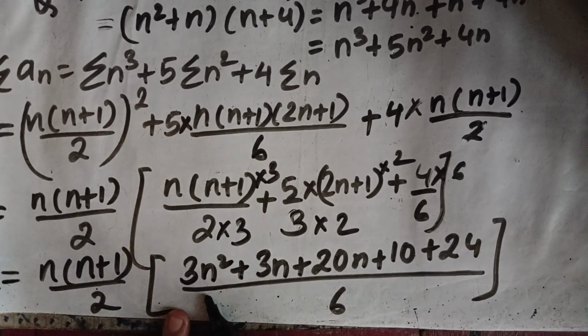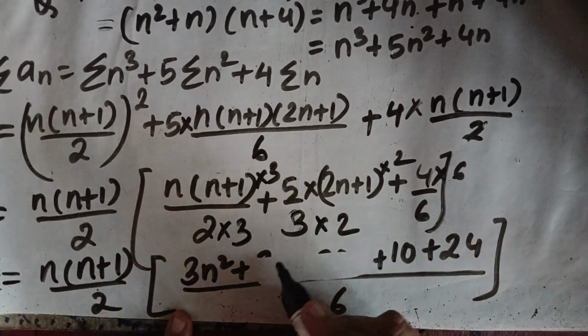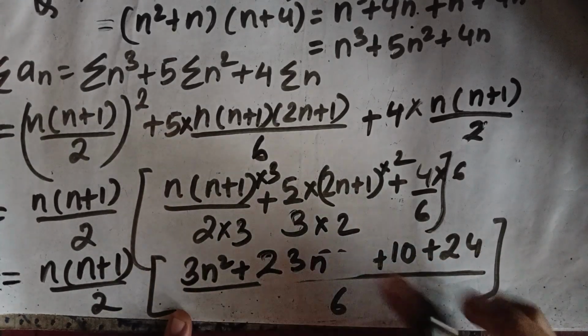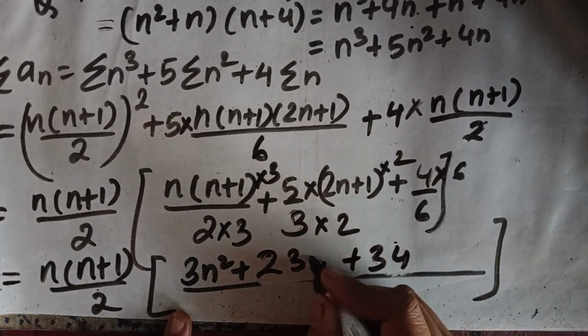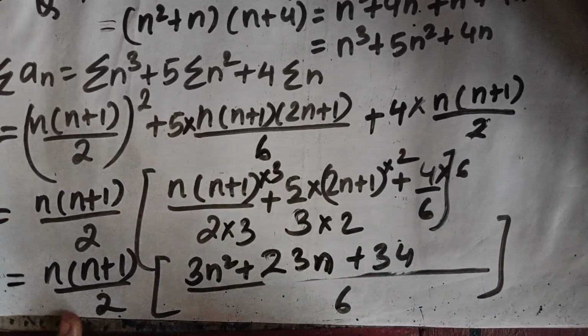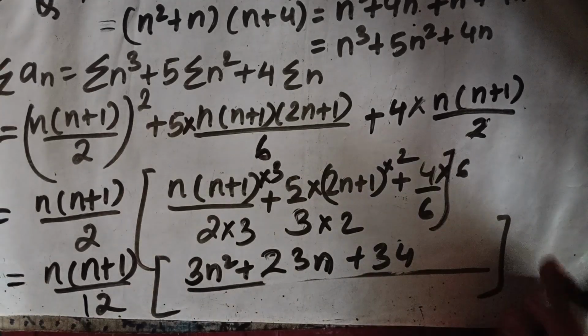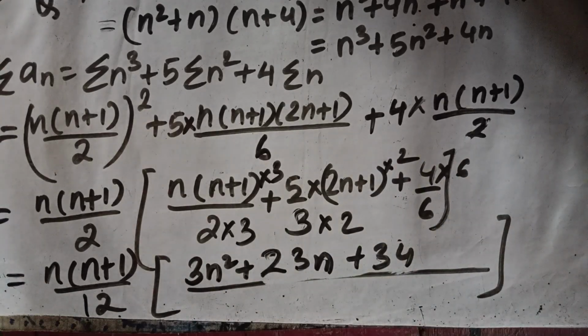So this is 3n square, 3n, 23n. This is 34. Okay, 6 you can multiply outside, so it will be 12. This is the last one.